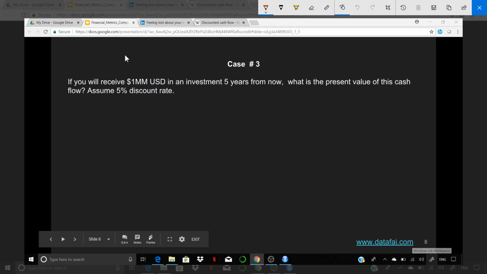So, let's say you have made an investment somewhere, and what this investment guarantees you is that 5 years from now, you will receive $1 million from this investment, right? And we don't know what is the interest that this investment is going to pay, and we don't have to. The factor that we need to consider over here is the discount rate, and that is given as 5%, right?